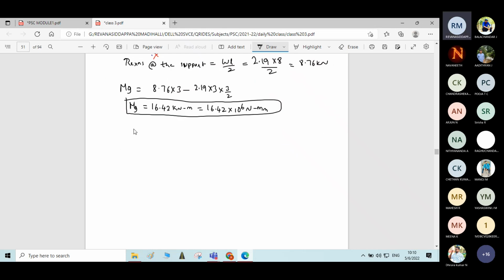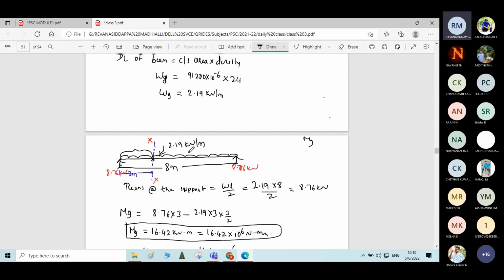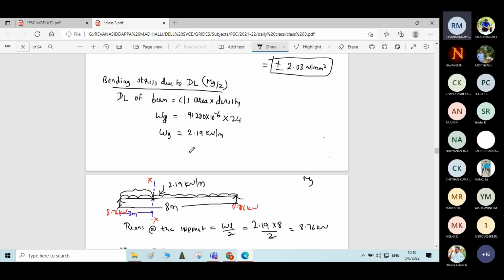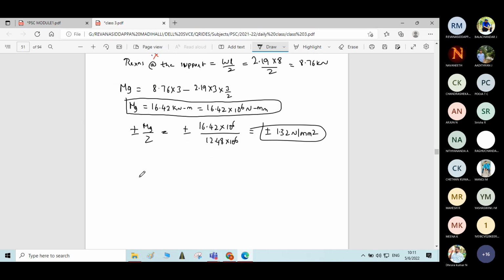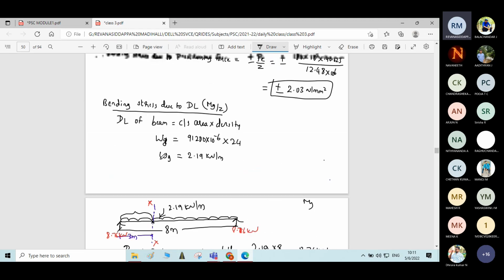Finally, you calculate Mg by Z, plus or minus Mg by Z. It is 16.42 into 10 power 6 divided by the section modulus value, which is 12.48 into 10 power 6. The answer is plus or minus 1.32 Newton per mm square. Now we got the bending stresses due to dead load.